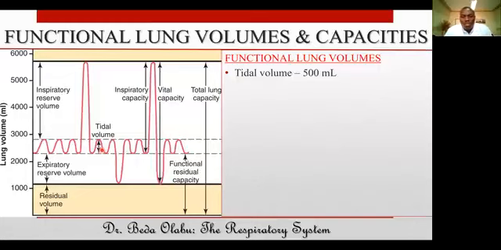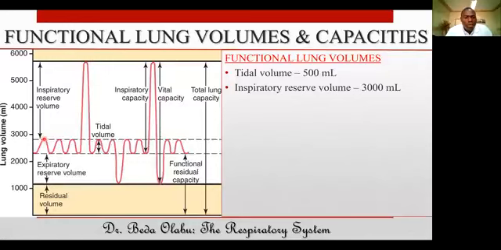So the tidal volume averages half a liter, basically. The volume of air that we breathe in and out during normal breathing. Then I want to talk about the inspiratory reserve volume. This is the inspiratory reserve volume. I'll tell you to do something practically first before I describe for you what inspiratory reserve volume is.